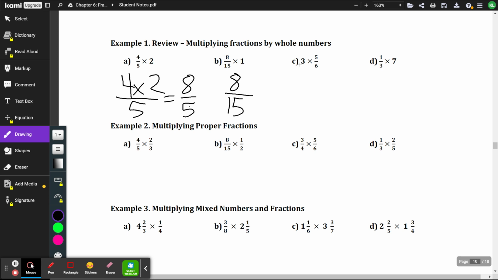Essentially, the reason why we can multiply the numerator by the whole number only is because any whole number I could write as a fraction as the number over 1, because 3 divided by 1 equals 3. 3 is the same as 3/1. So if I multiplied straight across, 3 times 5 equals 15. 1 times 6 equals 6. The denominator is never going to change with the whole number because I'm multiplying it by 1. And lastly, I have 1/3 times 7. 1 times 7 equals 7/3. And we'll leave those as improper for that problem.